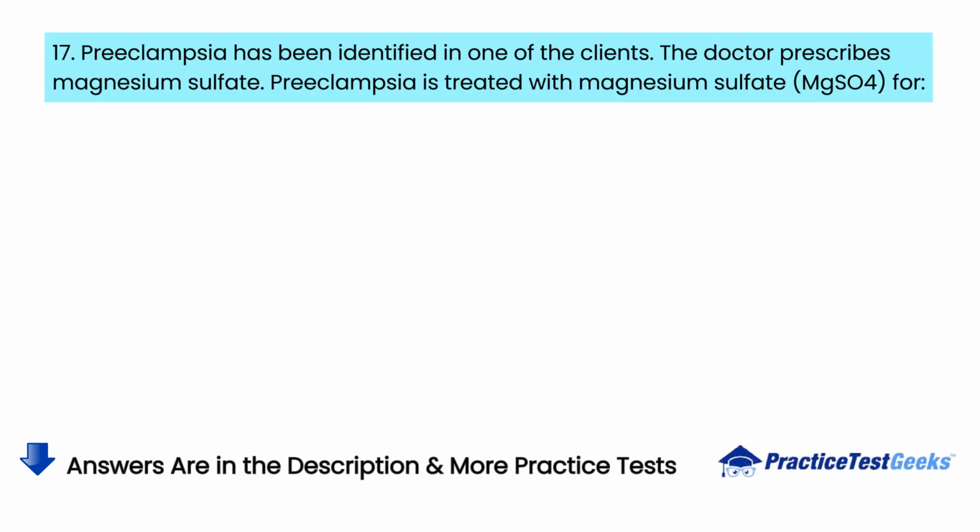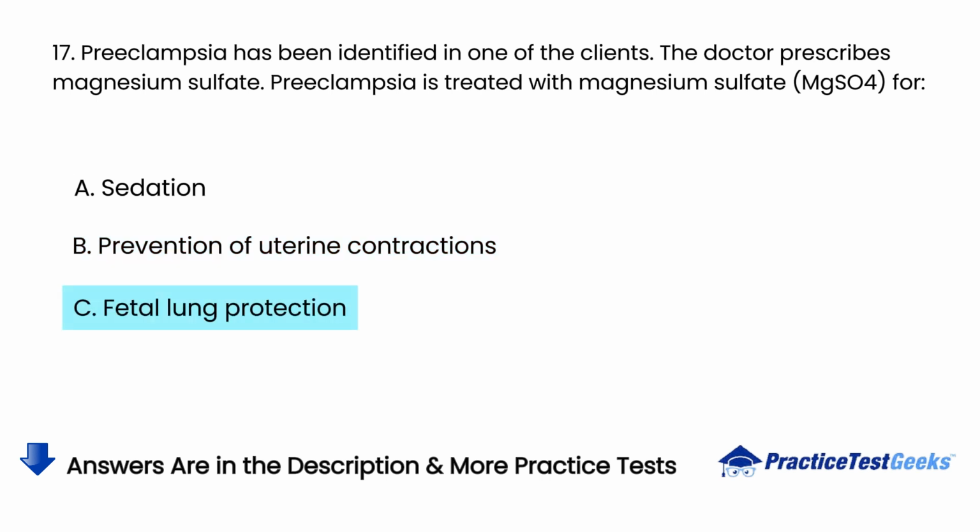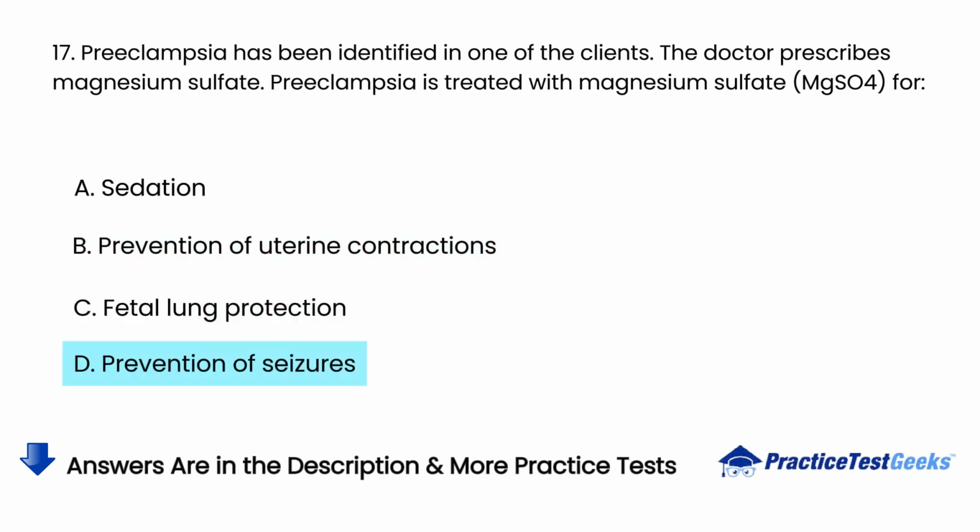Preeclampsia has been identified in one of the clients. The doctor prescribes magnesium sulfate. Preeclampsia is treated with magnesium sulfate for: A. Sedation. B. Prevention of uterine contractions. C. Fetal lung protection. D. Prevention of seizures.